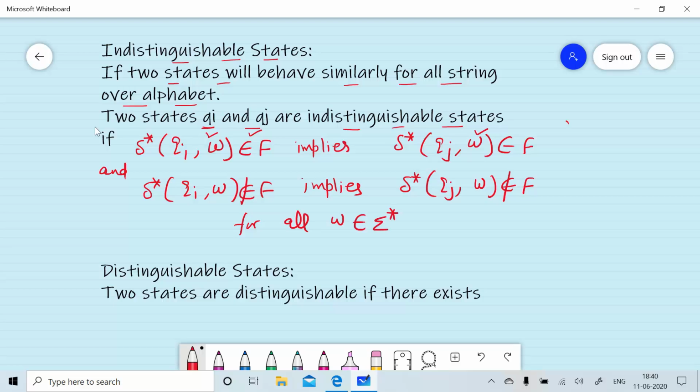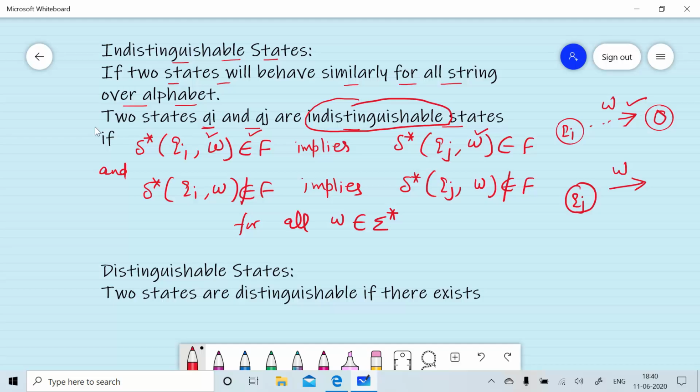What actually it means is, if we have two states Qi and Qj in the finite automata, and if we process the string w on Qi and Qj, either both reach the final state or both reach the non-final state, then we will call the states indistinguishable states. If on processing the string w, one reaches the final state and the other reaches the non-final state, then we will call the states distinguishable states.